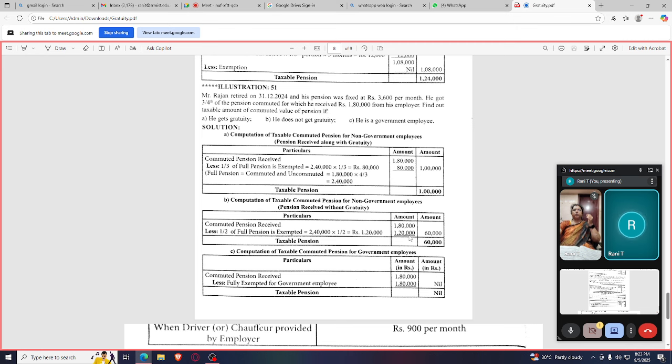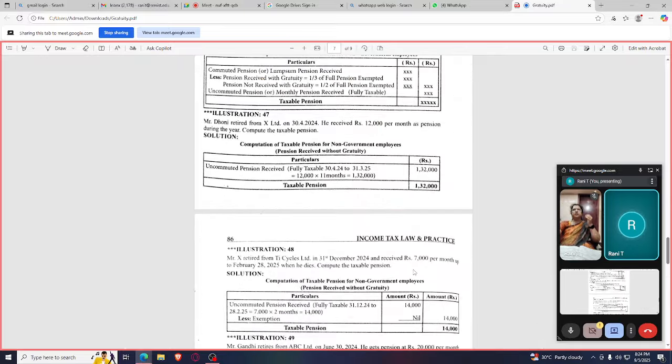From 180, 120 we reduce, we get 60,000, which is a taxable pension. Next part, see, if he is a government employee. So here even in case of government employee, his pension is completely fully exempted. So 1,80,000 minus fully exempted government employee, so that taxable pension becomes nil. This is what we learned under the first point.